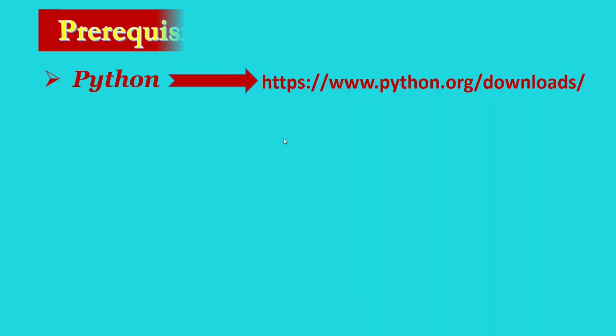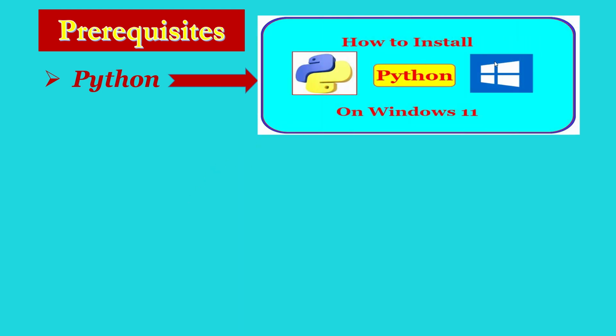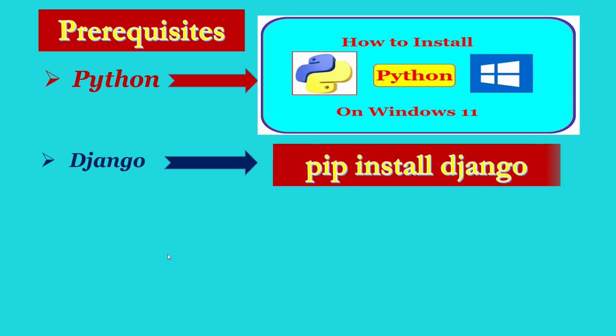So these are some prerequisites. We need to install Python, and this is the official Python website from where we can download Python, or else I have created this video which will help you to install Python on Windows operating system. Next, we need to install Django framework using this pip command.